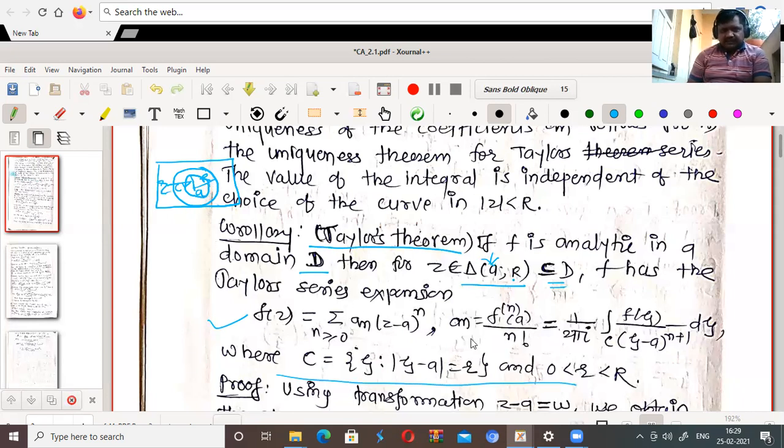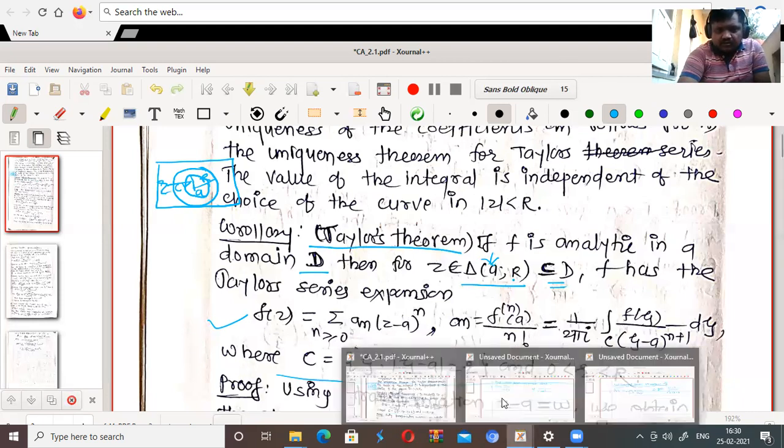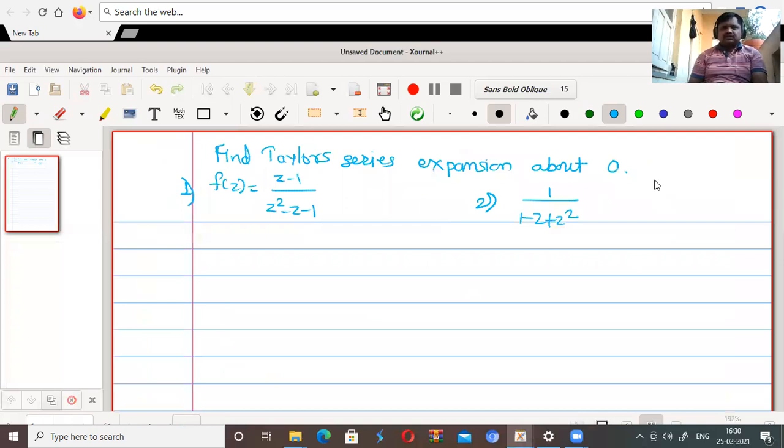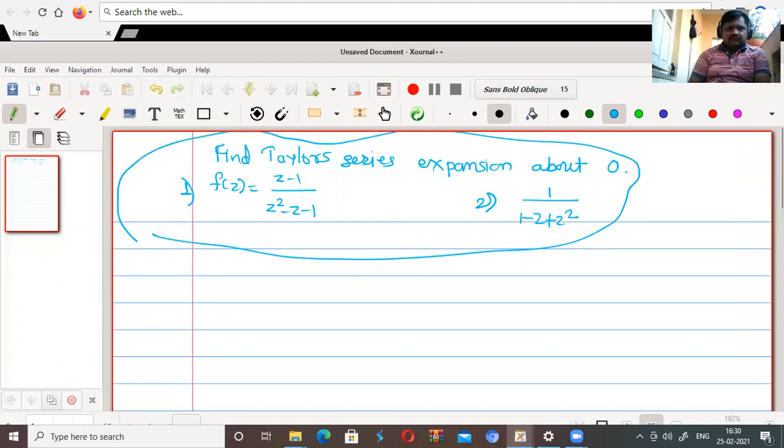And then in this case f of z is nothing but summation over all n greater than or equal to 0 of a_n (z minus a) to the power n, where a_n is given by either of the two formulas. Now what is the use of this? Its first use is, before we solve these two examples, we'll find the Taylor series expansion of e to the power z.